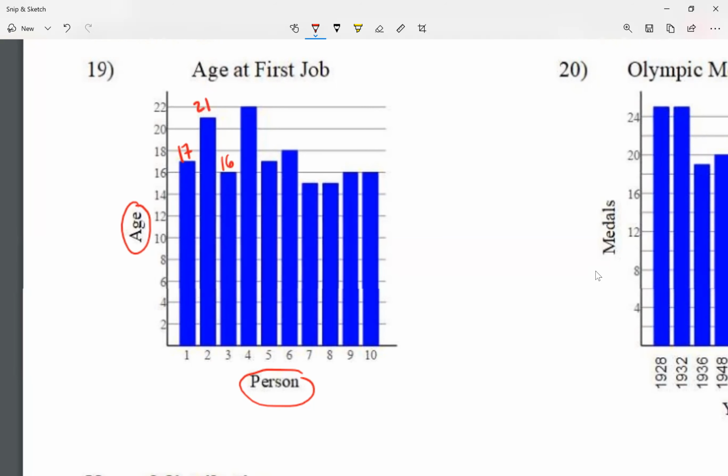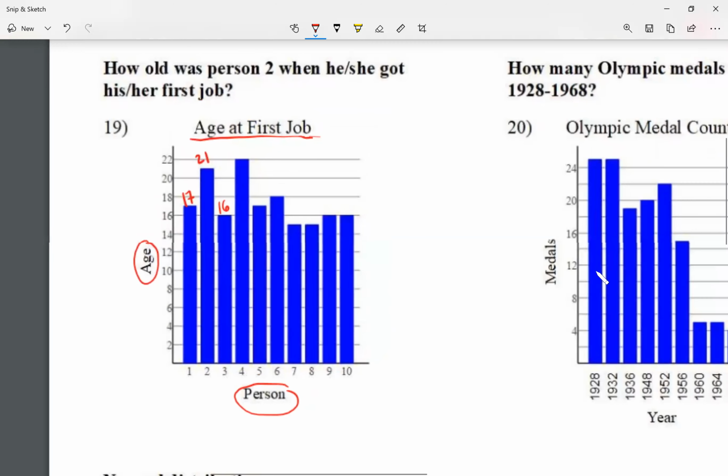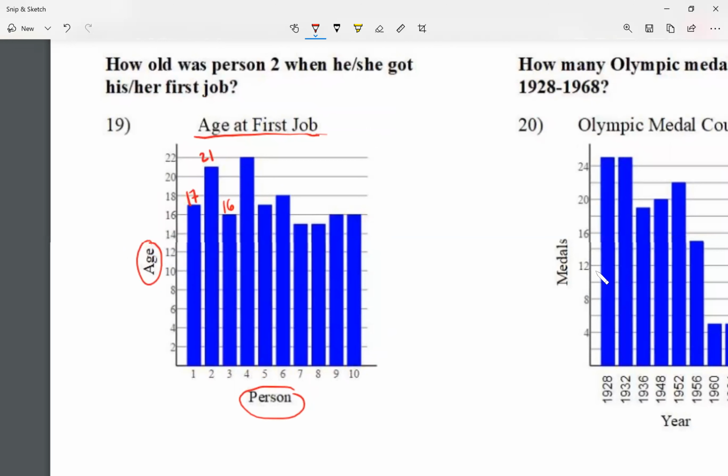Now, the information here, I see the title on the top, age at first job. So there's a first person, right? Person number 1. That person was 17 when that person got his or her first job. Person number 2, that person was 21 when he or she got his or her first job. There's person number 3, 4, 5, all the way to 10. All right, let's read the instructions, like the question now. I just wanted you to know how we read the bars.